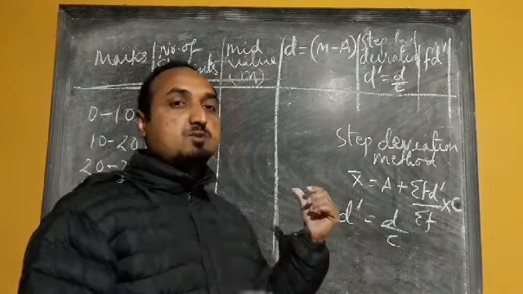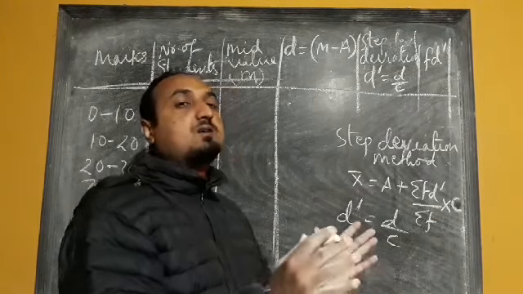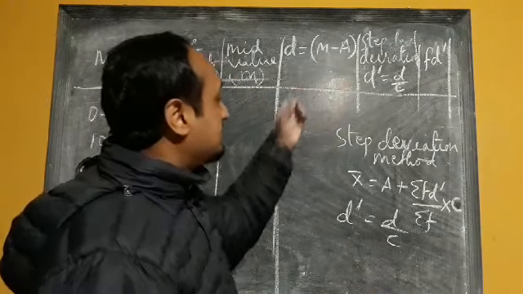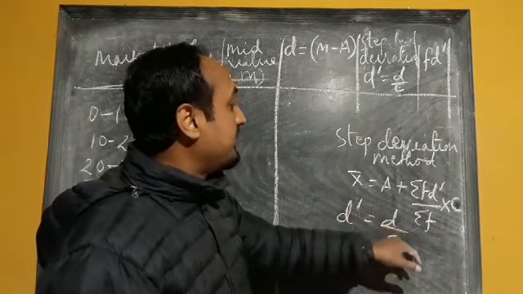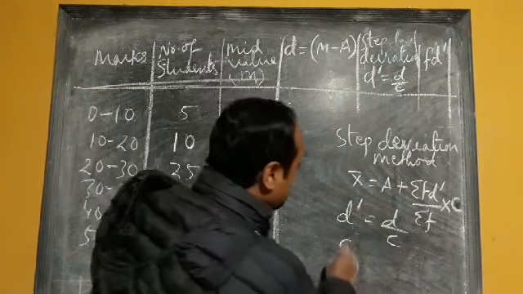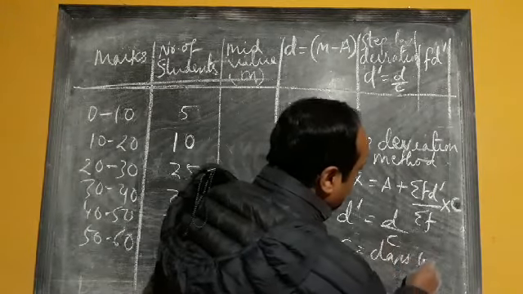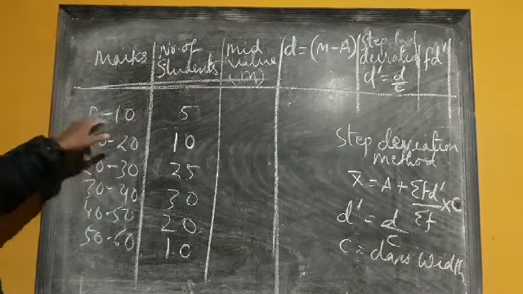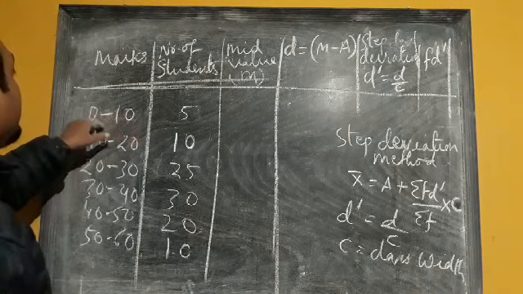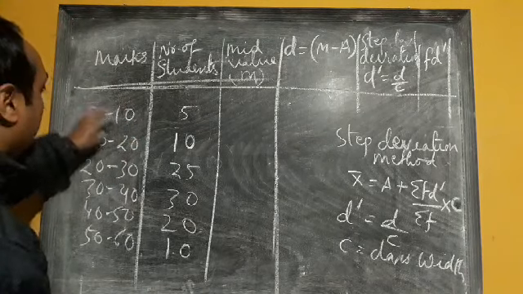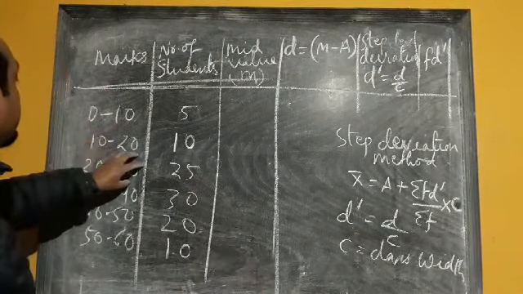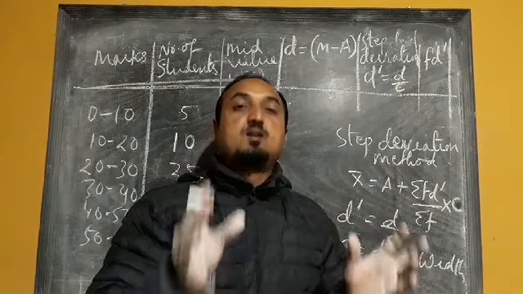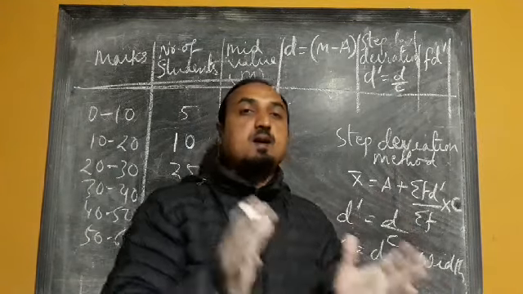Whatever mid values we have obtained, minus we have to consider one assumed mean. Like in the previous sums also, we have done the same thing. We have considered 35 as assumed mean, so here also we will follow the same thing. Now d dash equals d by c, and what is c? C equals class width. Class width means the difference between the upper limit and lower limit. So 10 minus 0, 10, 20 minus 10, 10, 30 minus 20, 10. So here the value of c is 10.